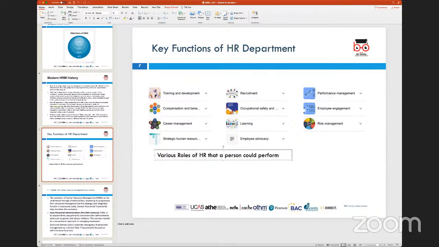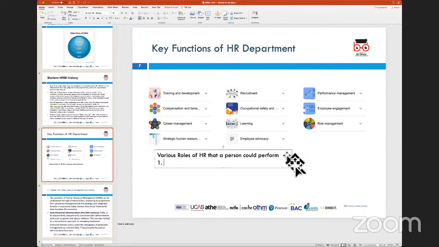So if I put it this way, in terms of the various roles, there are various different types of roles which will come up within the HR department, and these would typically be the key functions which most people would take up if they are planning a career within HR.